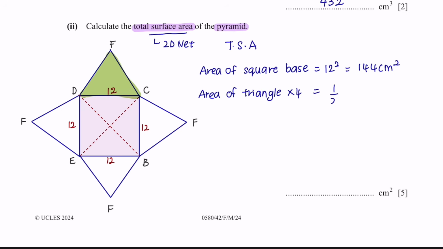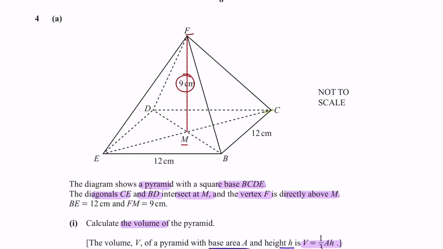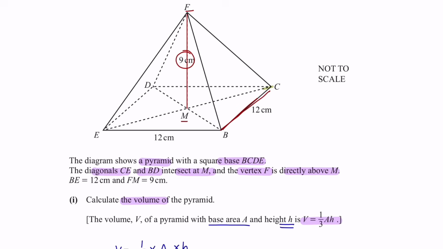The formula to find the area of a triangle is 1/2 times its base times its height. We know that the base of this triangle is 12, and now we need to look for the height of the triangle. We know that the height of the pyramid is from the midpoint to the vertex F. However, we cannot use this value for the height of our triangle, because the height of our triangle is from the base here to the vertex F, not from the midpoint to the vertex F. From the base to the vertex F is this line. So we're looking to find the value of this line.